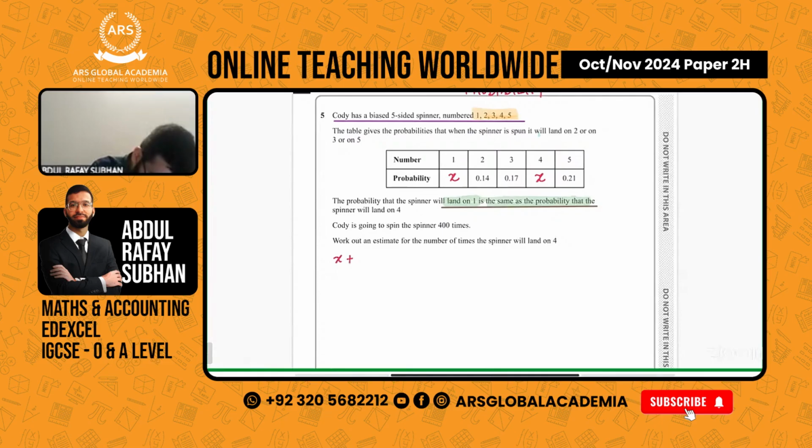Everyone should know the basics of probability: the sum of all the probabilities, when they add up, will always be 1. The sum of all the probabilities on the spinner will always be 1. So that is what we have to do here. That is 2x plus 0.14, 0.17, and 0.21. I got that as 0.52 equals 1.